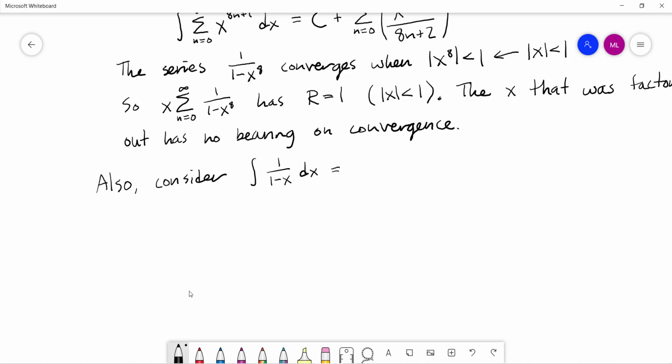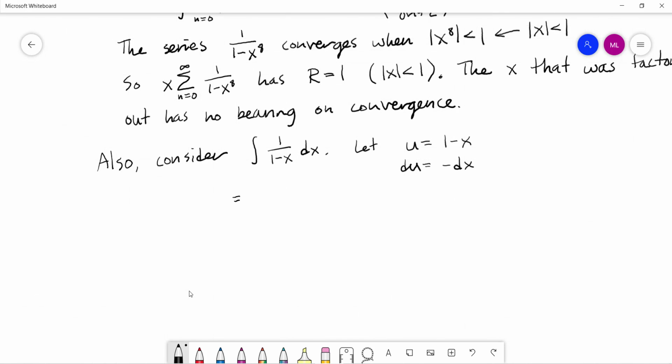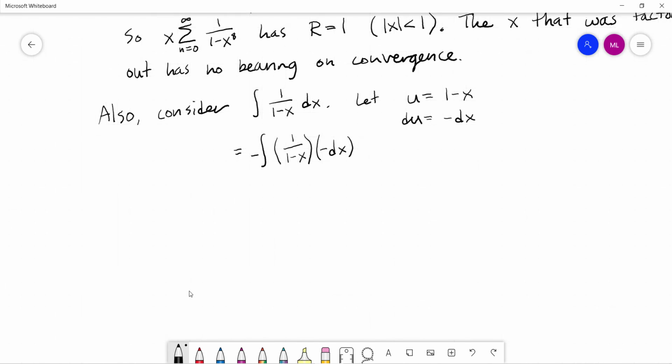This integral, again, would be a u substitution. We'd let u be equal to 1 minus x. That means du is going to be negative dx. And that means I could rewrite this as basically the integral of 1 over 1 minus x times negative dx. And to account for the negative sign I've introduced there, I'd need to pull another negative sign outside. In terms of u, this is now equal to negative the integral of 1 over u du.